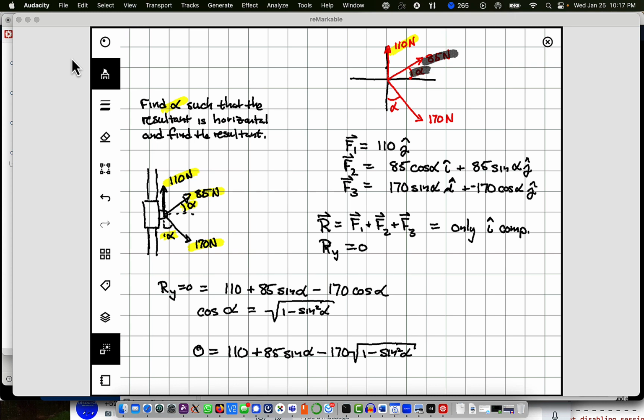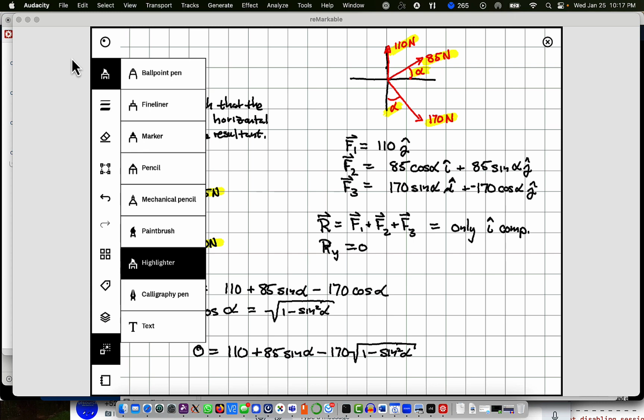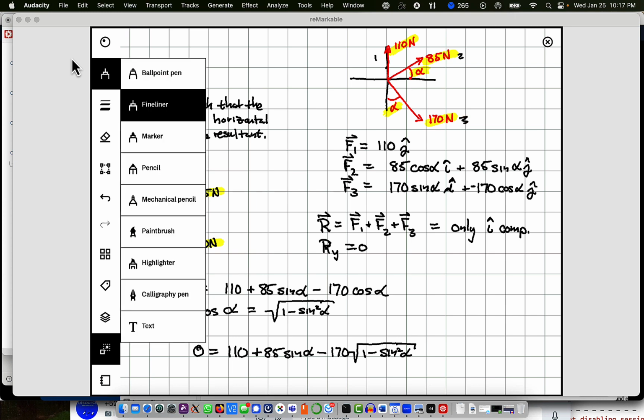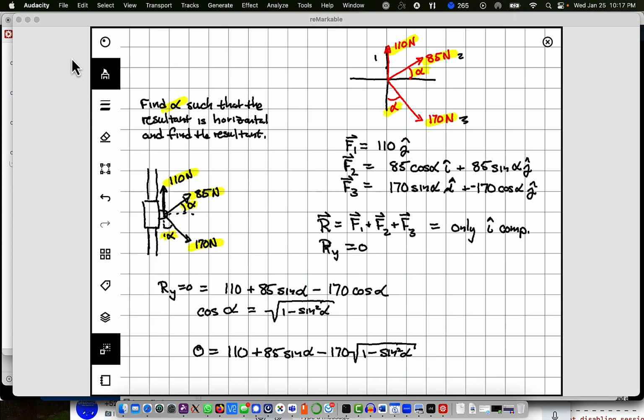Okay, so I'm going to write these three forces. I've labeled them here, 1, 2, and 3, and I'm going to use that labeling to write them out. So here's force 1, and it's only in the J direction. It's 110 newtons. Force 2 has components in the X or I and the Y direction, the J direction.